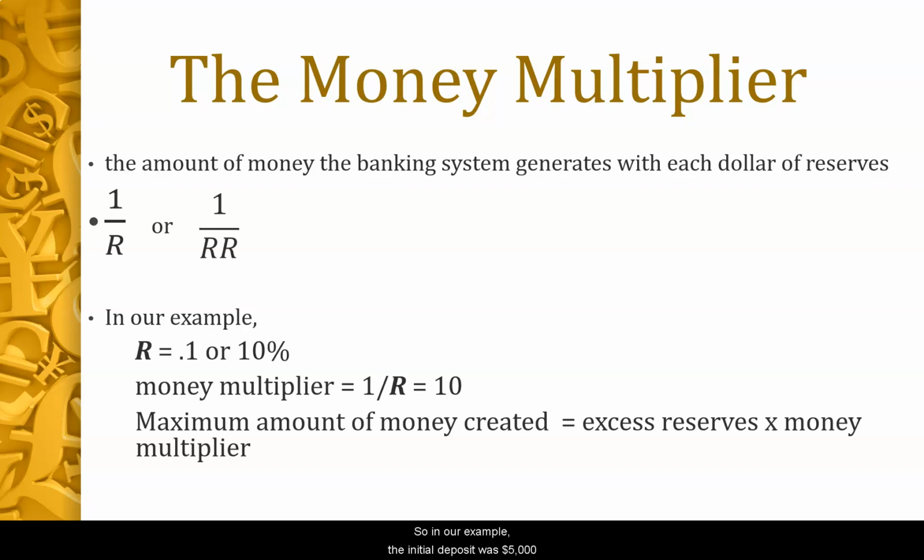So in our example, the initial deposit was $5,000 and $500 of that is required to stay in the bank vault. Therefore, that $4,500 represents the excess reserves that is multiplied by the money multiplier, which is 10, giving you a grand total of the maximum amount of money created of $45,000.